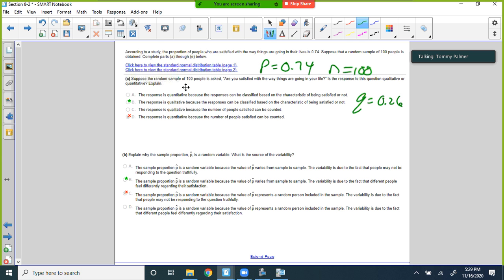Suppose that a random sample of 100 people is asked, are you satisfied with the way things are going in your life? Is the response to this question qualitative or quantitative? The response is qualitative because the responses can be classified based on the characteristics of being satisfied or not.